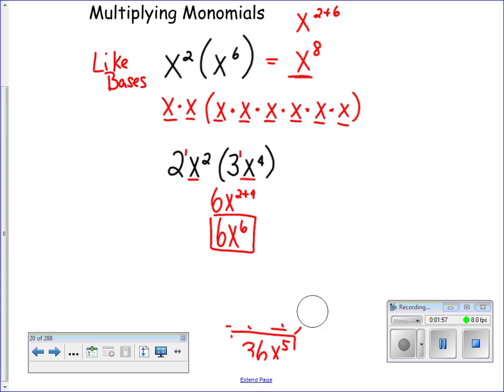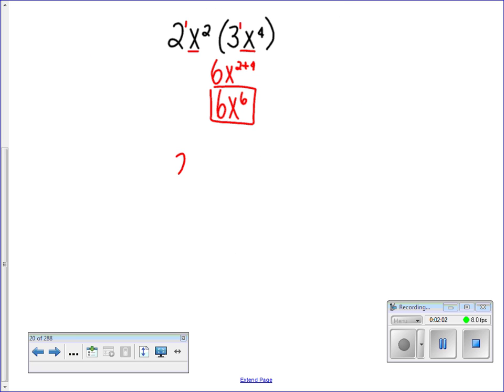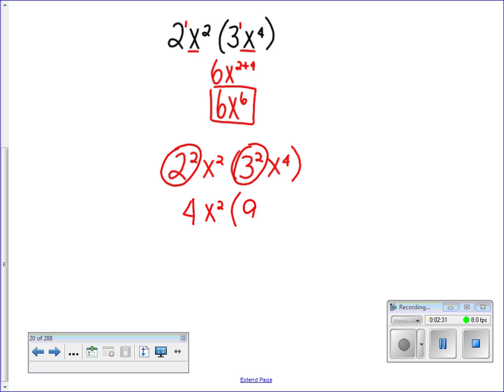Now we have to be really careful when I have something a little bit more complicated. If I had 2 squared x squared times 3 squared x to the 4th. We did not cover this in class, I just want to go over it. 2 and 3 are not like bases. However, I am not allowed to multiply them until I evaluate them. 2 squared is equivalent to 4. X squared. 3 squared over here is equivalent to 9.